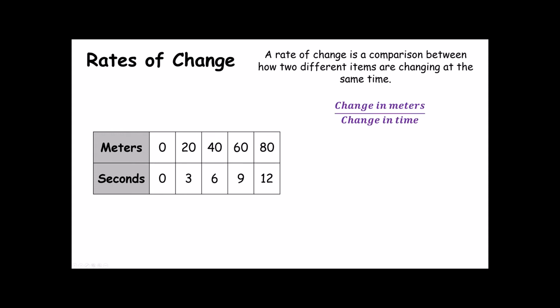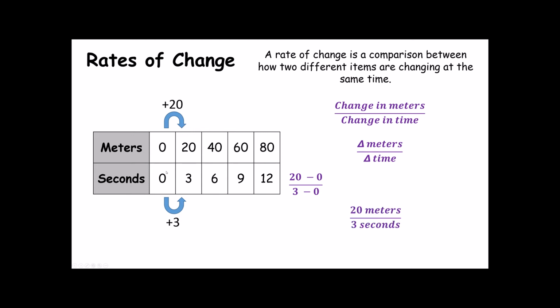And we said that we can actually calculate that as change in meters over change in time. And then we talked about how we could abbreviate that as the change in meters using delta, or the Greek letter D, delta meters and delta time. And we said, we're going to look at how we go from 0 to 20 meters in 3 seconds, and how these numbers right here can be calculated by subtracting whatever our ending value was from our initial or starting value, 20 minus 0 and 3 minus 0. And we said that gives us a rate of 20 meters in 3 seconds.